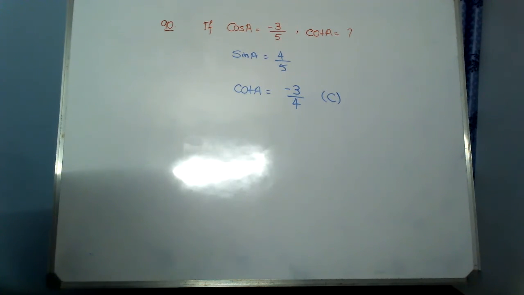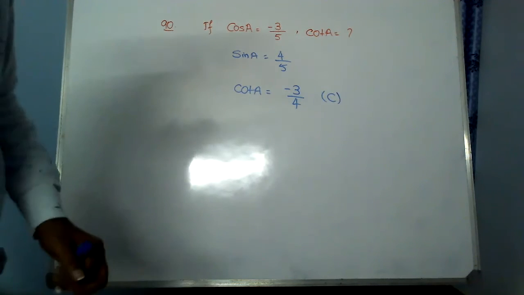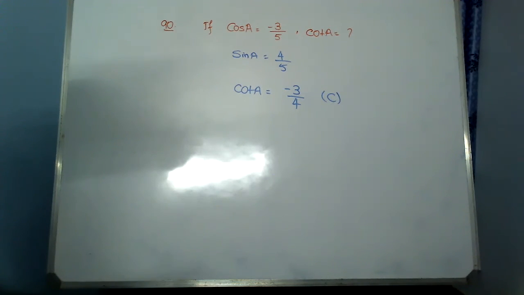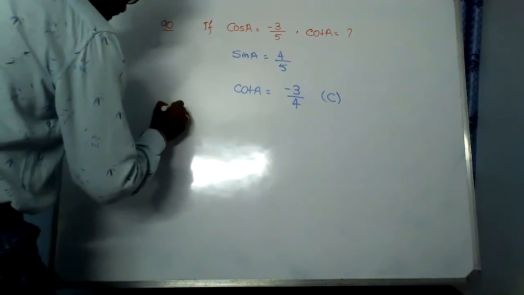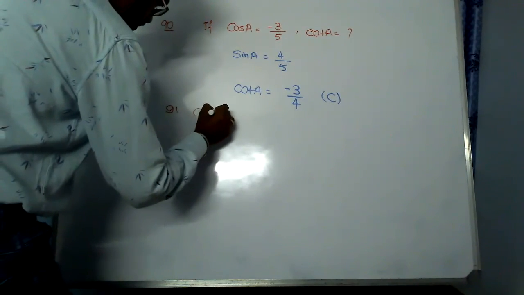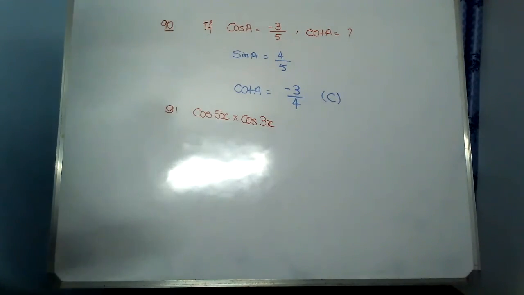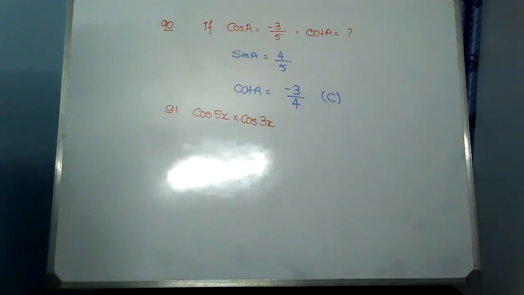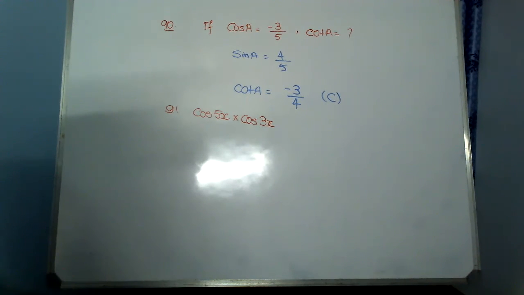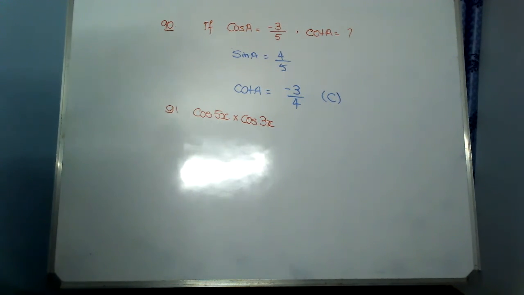Next question is question number 91. We can do it here itself. You're asked to find the value of cos 5x into cos 3x. Now what formula do we use? It's pretty simple. We use the cos A into cos B formula. Now what is cos A into cos B? It's 1 by 2, cos A plus B and cos A minus B.